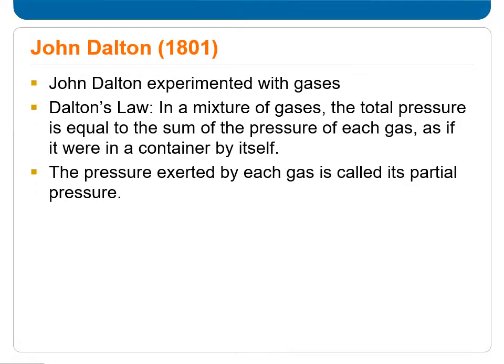John Dalton experimented with gases and developed what is now known as Dalton's law. In a mixture of gases, the total pressure is equal to the sum of the pressure of each gas, as if it were in a container by itself. The pressure exerted by each gas is called its partial pressure.